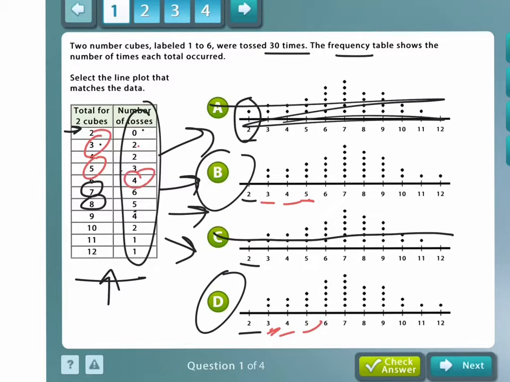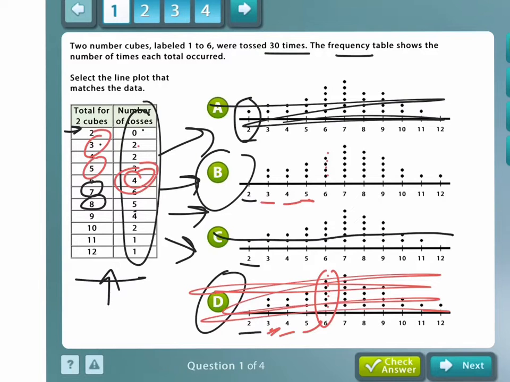6 is 4 times. So which one has 4? 1, 2, 3, 4. 1, 2, 3, 4, 5. So this has 5, but we're only looking for 4. So that would mean that this line plot does not match the data. So the line plot that matches all of the data would be B.